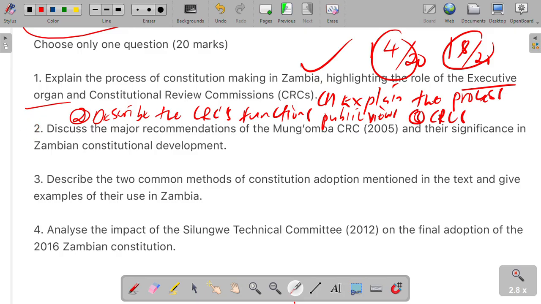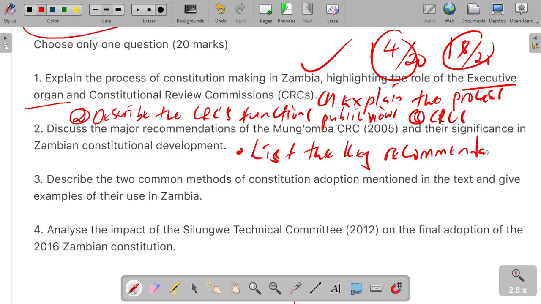Question 2, how do you go about answering it? The question is: discuss the major recommendations of the Mungomba CRC and their significance in the Zambian constitution development. So how do you go about answering this essay question? The first thing that you need to do is list the key recommendations.